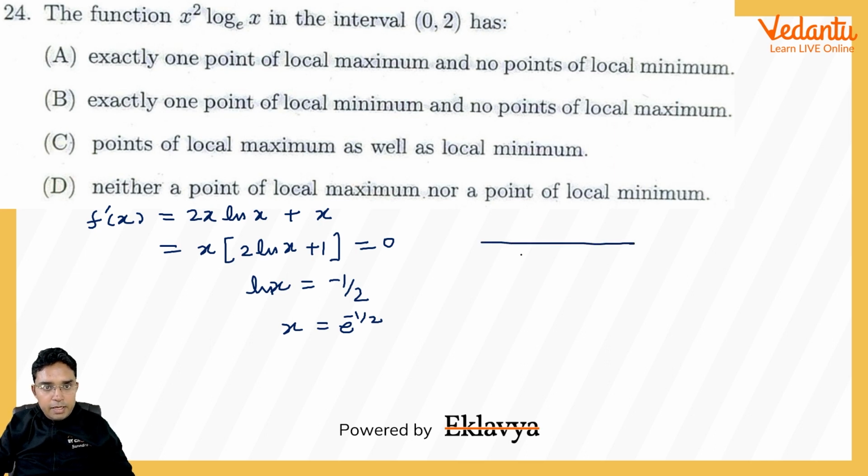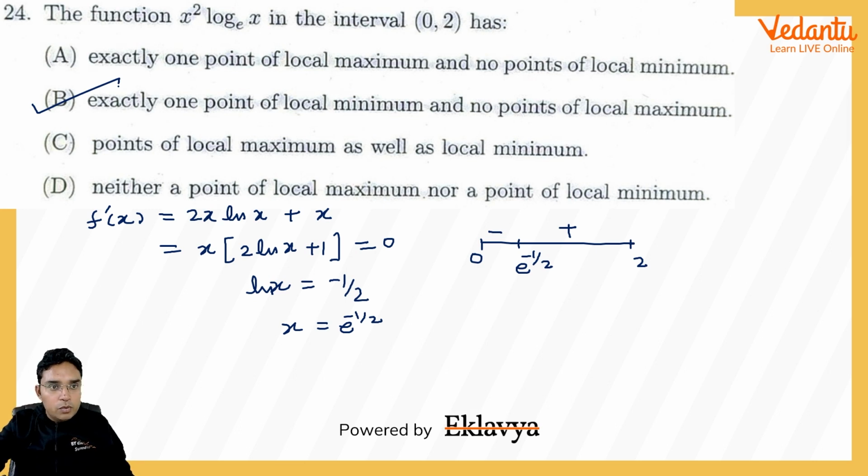So in this interval 0 to 2, e power minus half is a positive number, and before this the derivative will be negative, after that it will be positive. So it is having exactly one point of local minimum and no point of local maximum. So the answer will be B for this question. I think that's the easiest question you can say.